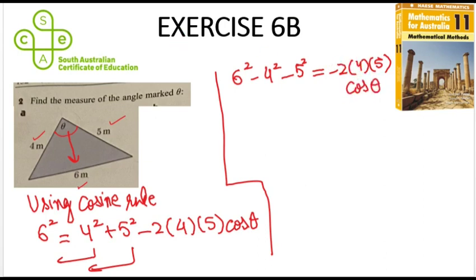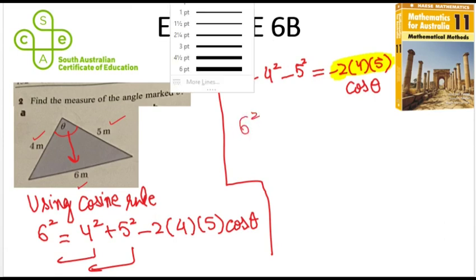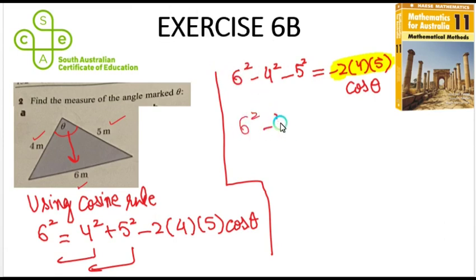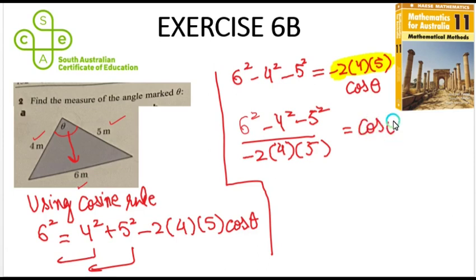Now shift this whole thing to the other side as well. This thing is multiplied by cos theta, so when you shift it to the other side, it will divide this whole side, right? So we are left with 6 square minus 4 square minus 5 square, and this will divide the whole thing. So minus 2 times 4 times 5. This will be equal to cos theta, right?